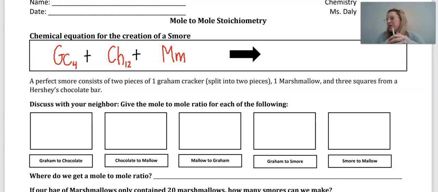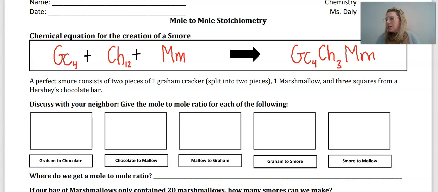Now to create our perfect s'more, we're going to essentially make this a synthesis reaction. We're taking all these different components and making it into one thing, and so we need only one product. In that one product, we need to write out how many of each we are using. So we are going to end up using all 4 pieces of that graham cracker, GC4. We're going to use the whole marshmallow, and the perfect s'more has 3 pieces of chocolate. So we're going to do CH3 and marshmallow Mm.